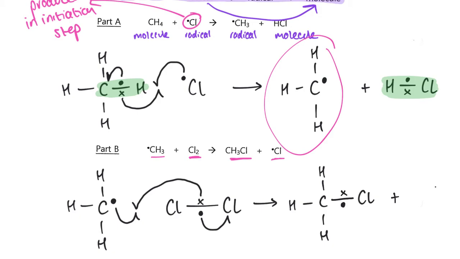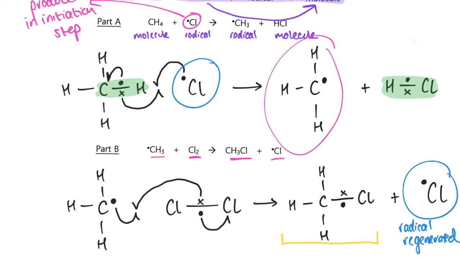What else do we produce? Well, a chlorine radical has now been produced as well, because of the homolytic fission of that chlorine bond, where one of the electrons moved to that chlorine atom. So it now is a chlorine atom with an unpaired electron, making it a radical. So you can see that our chlorine radical, which was used up in part A, has now been regenerated in part B, and it is now ready to react with another methane molecule.